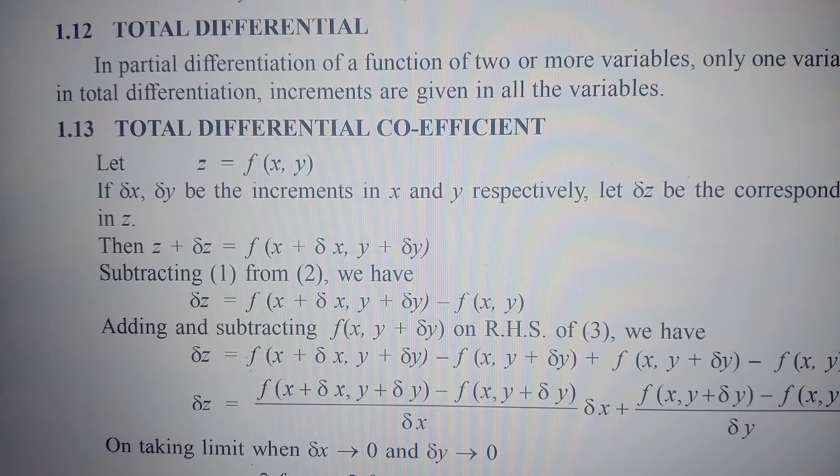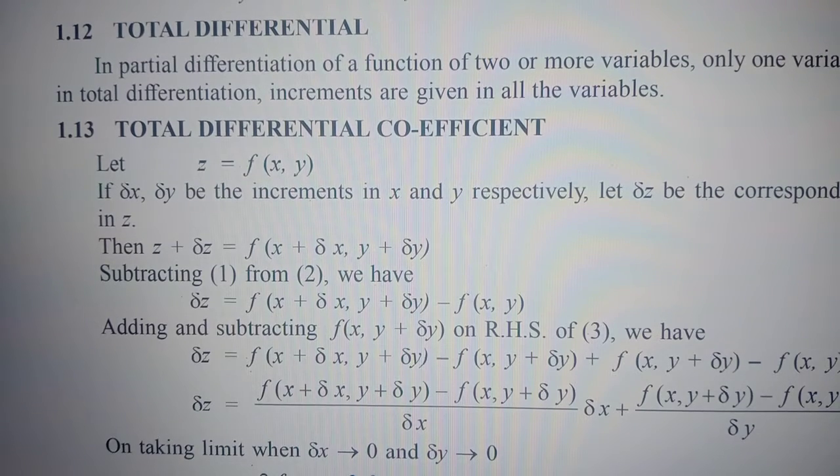Today we are going to understand the first chapter of H.K. Das Mathematical Physics. We are discussing the total differential. In total differential, we are discussing the total increments to the variables. In partial differentiation of a function of two or more variables, only one variable is varying. But in total differentiation, increments are given in all the variables.